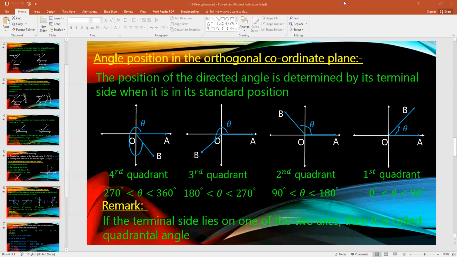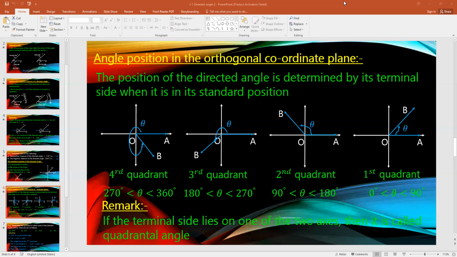Also, we said how to find the positive or the negative measure of a directed angle. If you want to find the positive, you will add 360. If you want to find the negative angle, subtract, or make minus 360.